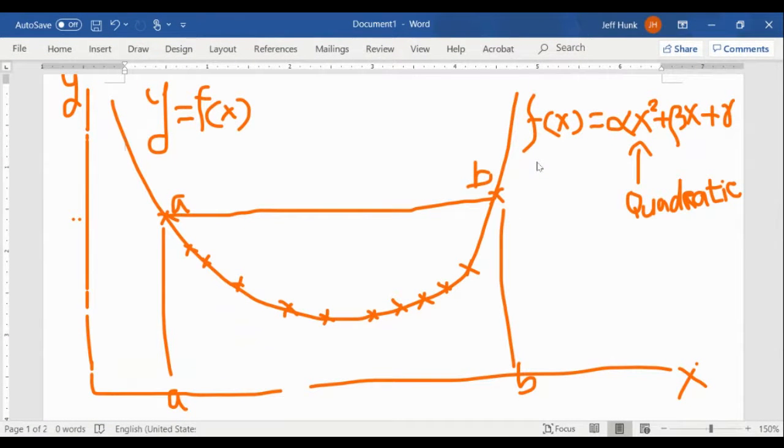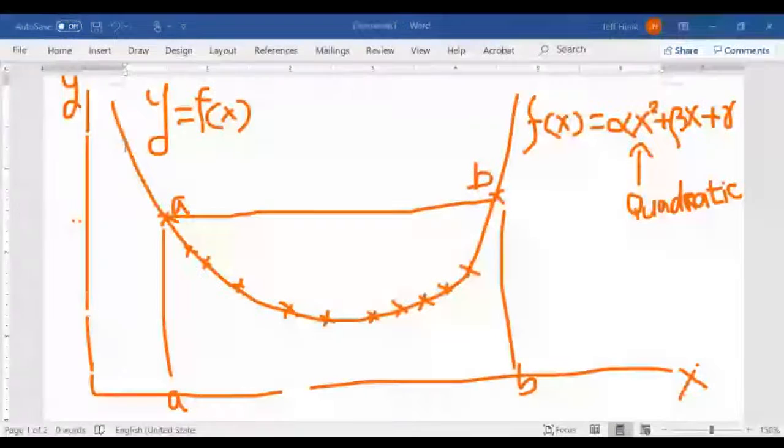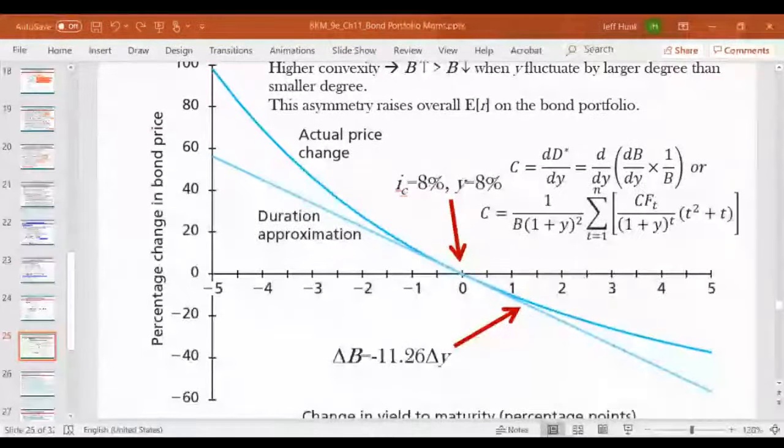Let me switch back. Okay, that's the mathematical definition of convexity. Let's get back to it, and now I hope you see this.